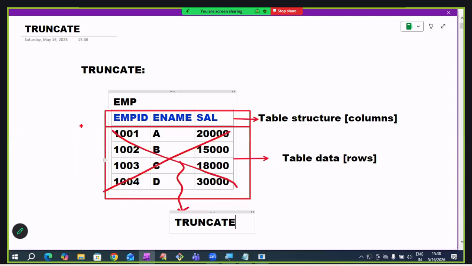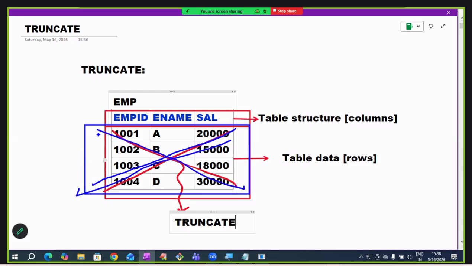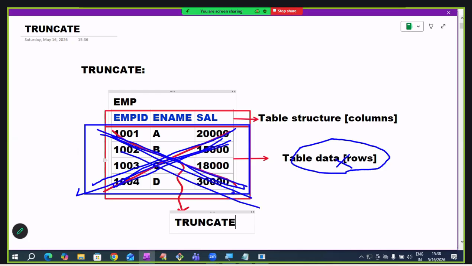With the truncate command, once again I'm telling you, sir, we can delete the entire table data. Means we can delete all rows. If we want to delete all rows with auto commit, with good performance, then go for it. Otherwise, don't use it. But when we are using truncate, we should be careful. Again, we cannot recollect the data because it is an auto commit command.